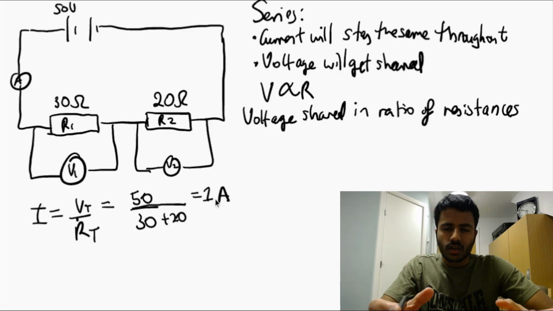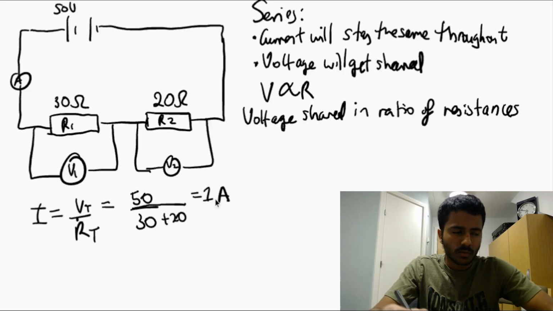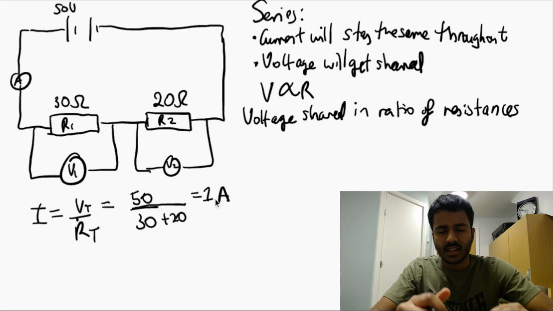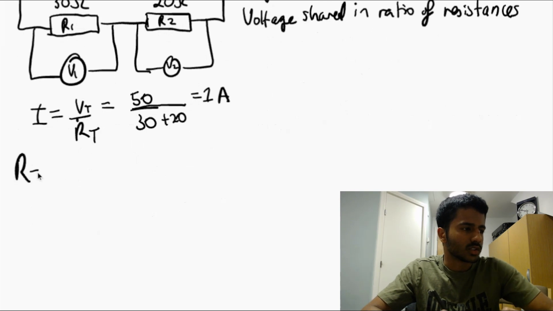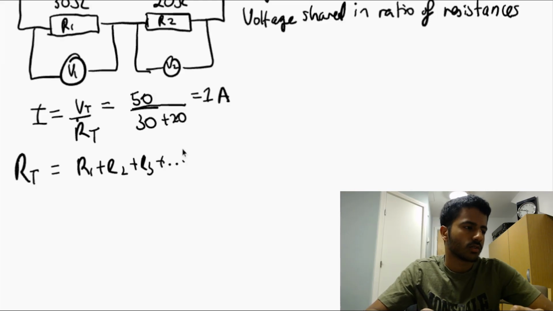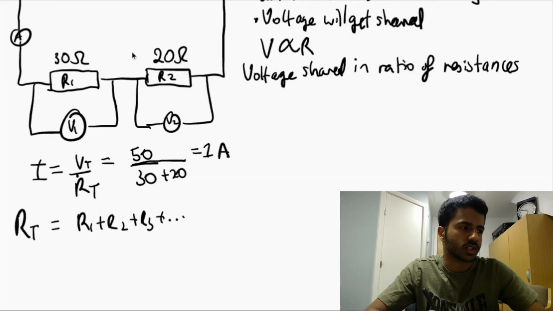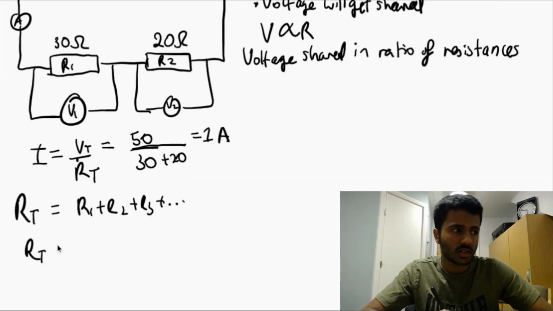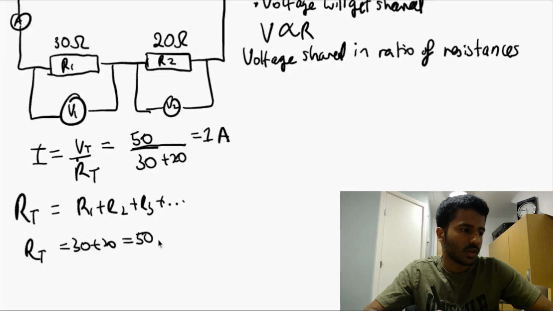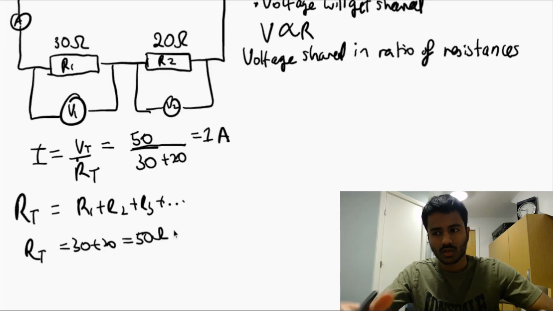Now, in series circuits, resistances are added linearly. What that means is the total resistance in the circuit is equal to R1 plus R2 plus R3 and so on. In this case, there are only two resistors. So the total resistance in a series circuit in this case is 30 plus 20, so that's 50 ohms. That's the total resistance of this circuit.